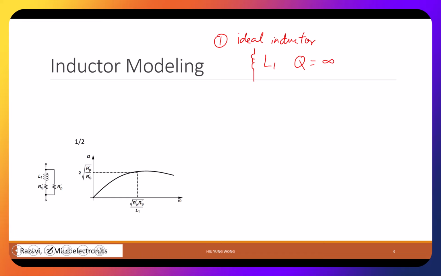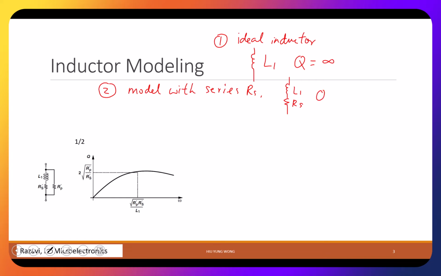That's the first one. The second one is that you can model it with a series resistor. So it will be like this, RS and L1. Make sense? Because the inductor is not a superconductor. It has resistance and potential drop.